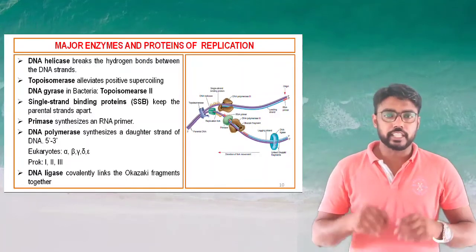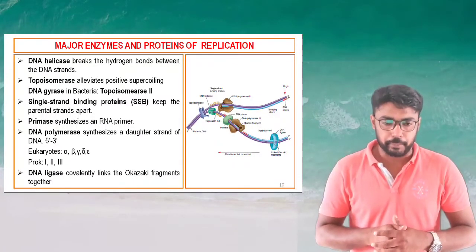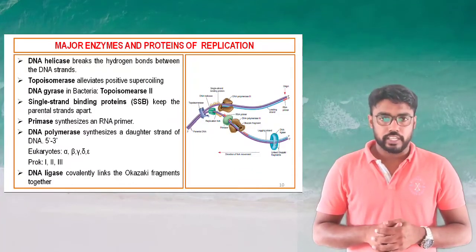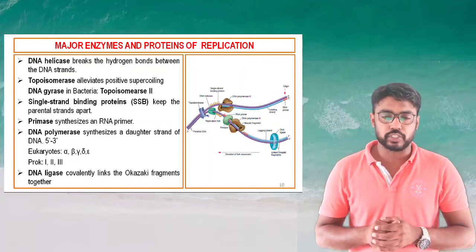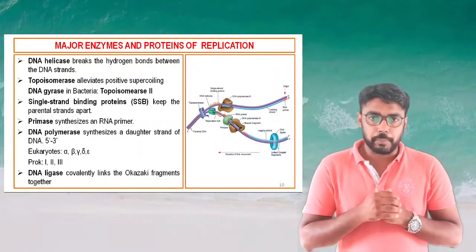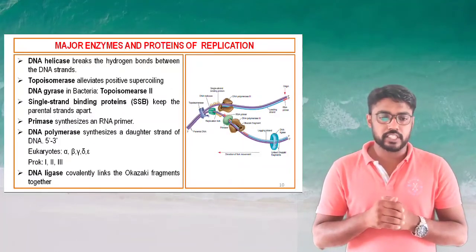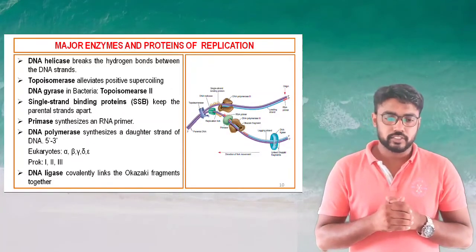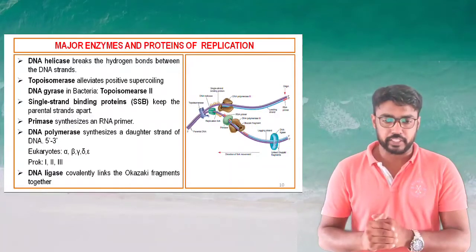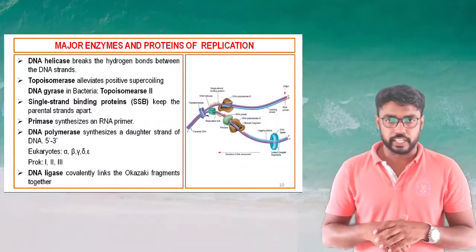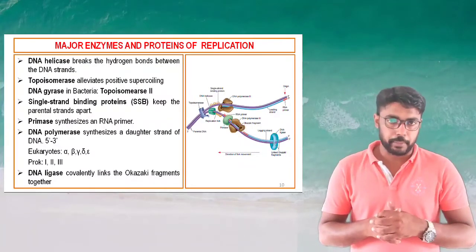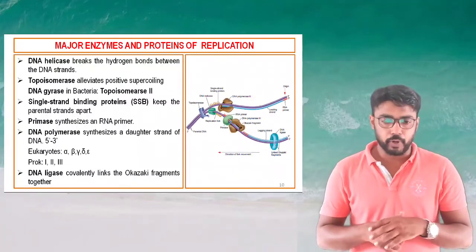Another enzyme is primase. Primase is an enzyme that is used to synthesize an RNA primer during the process of replication. Primase is an enzyme that is an RNA polymerase.